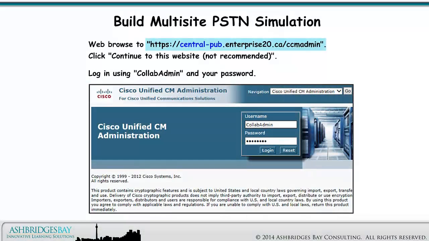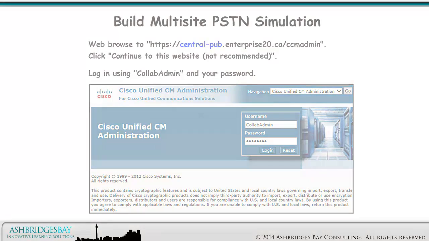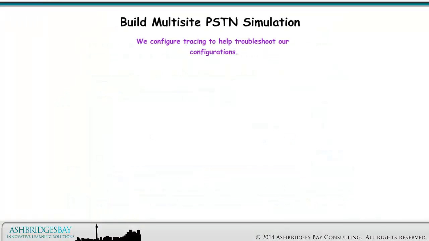Web browse to this address. Click Continue to this website. Log in using CollabAdmin, the application name you configured during installation, and your password, which you also configured during installation. We configure tracing to help troubleshoot our configurations.